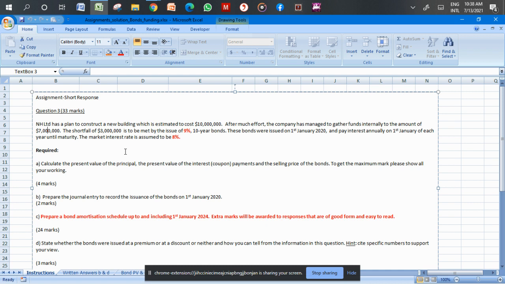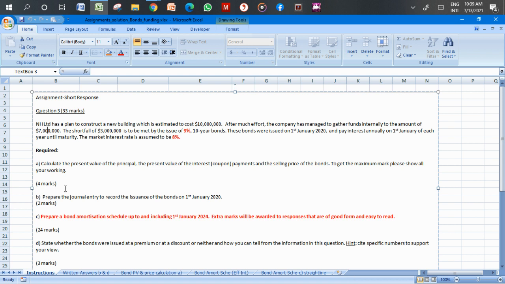Then another question says prepare the journal entry to record the issue of the bonds on the 1st of January 2020. Then it says prepare the bond amortization schedule up to and including the 1st of January 2024. Extra marks will be awarded to responses that are of good form and easy to read. Then lastly, state whether the bonds were issued at a premium or at a discount or neither, and how you can tell from the information in this question. Okay, so that is our question.